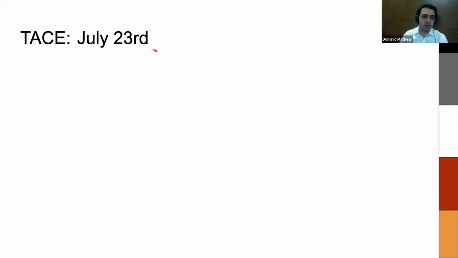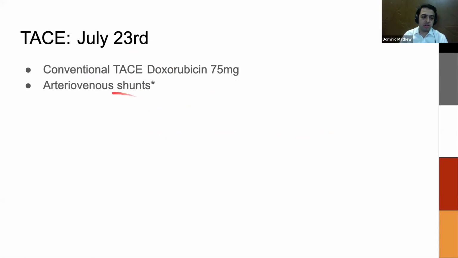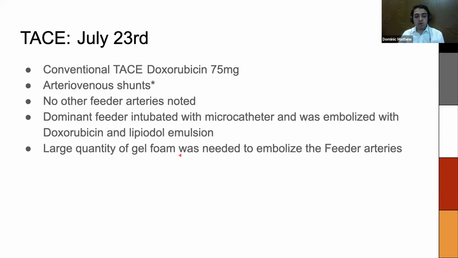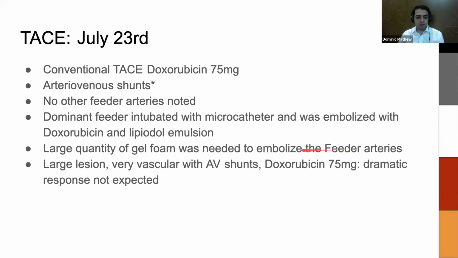So a TACE was done on July 23rd. It was a conventional TACE with 75 milligrams of doxorubicin. The patient had multiple arteriovenous shunts, which led to dye and drug runoff. There were no other feeder arteries. The dominant feeder was catheterized with a microcatheter and was embolized with doxorubicin and lipiodol emulsion. A large quantity of gelfoam was needed to embolize the feeder artery. As the lesion was very large and very vascular with AV shunts, and the doxorubicin dose we normally use is 75 milligrams, we did not expect a dramatic response. The post-op period was uneventful.